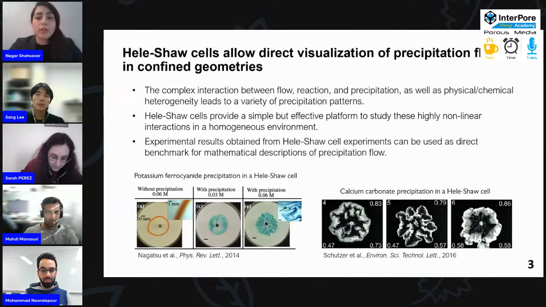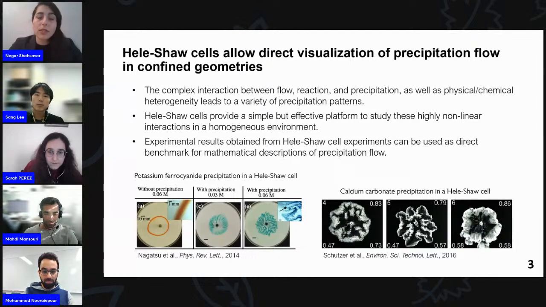Laboratory studies show that precipitation flow is a complex system, due to highly nonlinear coupling between advection, diffusion, and reaction. For this reason, people have studied precipitation flow in simple geometries, such as a Hele-Shaw cell. A Hele-Shaw cell provides a simple but effective platform to study these nonlinearities. For example, in the studies by Nagatsu et al. and Schutzer et al., they have shown that even in a completely homogeneous Hele-Shaw cell, the interactions of different parameters can generate a wide range of precipitation patterns.